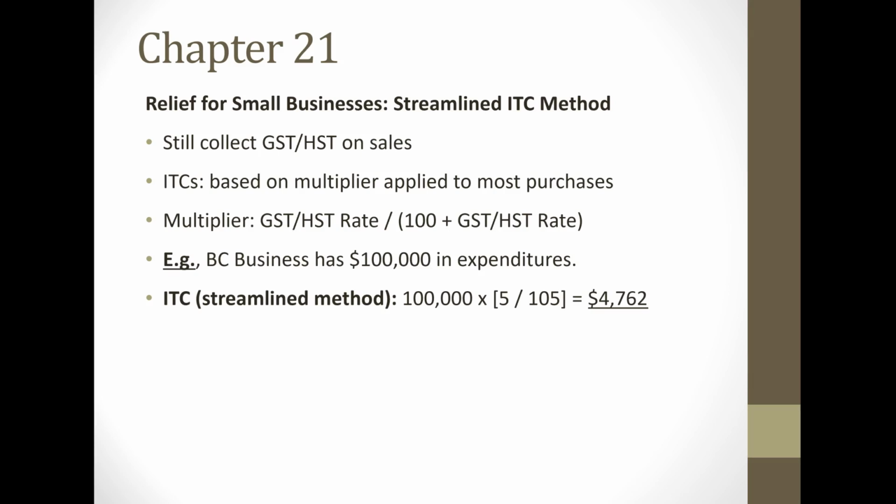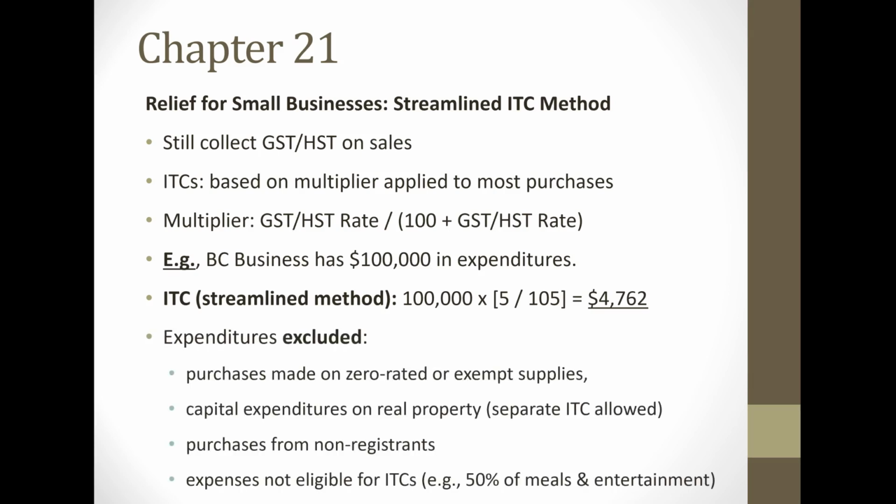Now there are some purchases or expenditures that do not qualify for this streamlined method. So here are some examples. If the company makes any purchases where they pay 0 GST, or they're exempt supplies, there's no GST on that, those cannot be included. Capital expenditures, again, they get to claim separately, so that would not be included in this streamlined method. If they buy anything from non-registrants, maybe from small suppliers that are not charging GST, those do not get included in this calculation.